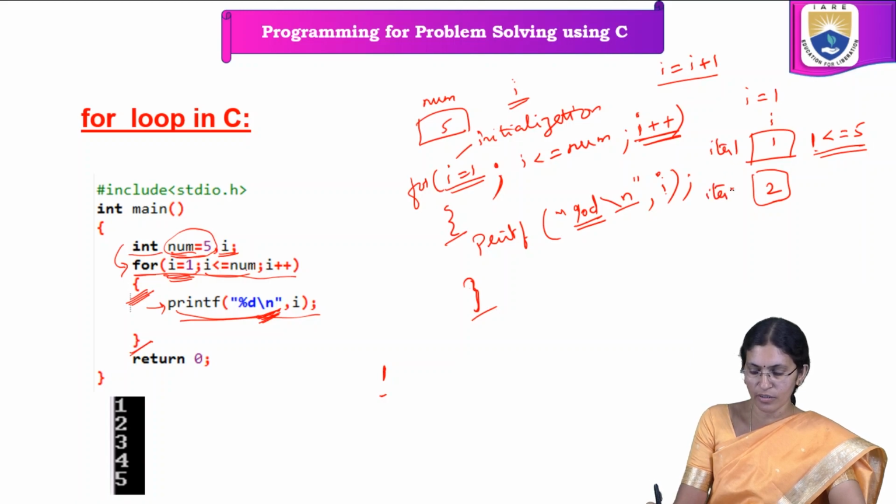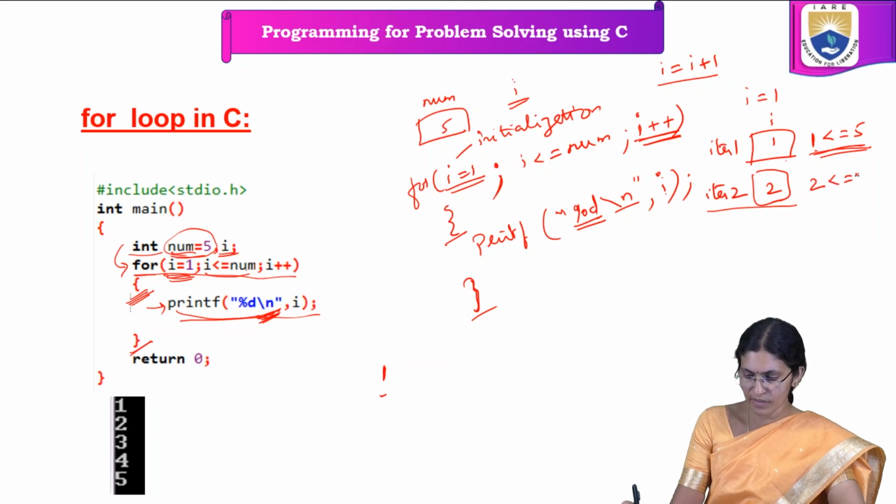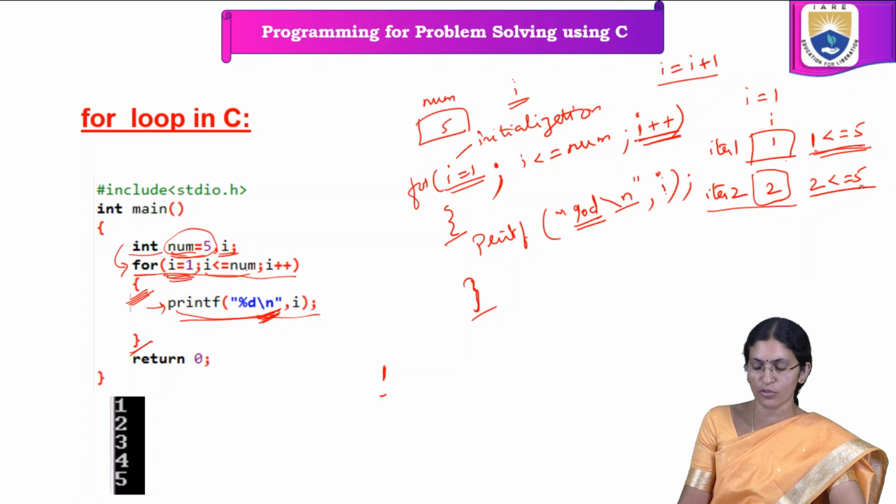This is iteration 2. So iteration means how many times the loop is repeating. So in the first iteration I is equal to 1, condition checked is 1 less than or equal to 5. In the second iteration I is equal to 2. Here again it will check the condition. 2 is less than or equal to 5. The condition is satisfied. This condition evaluates to true. So it will enter the body of the loop and then this statement will be printed. Now I value will be equal to 2.